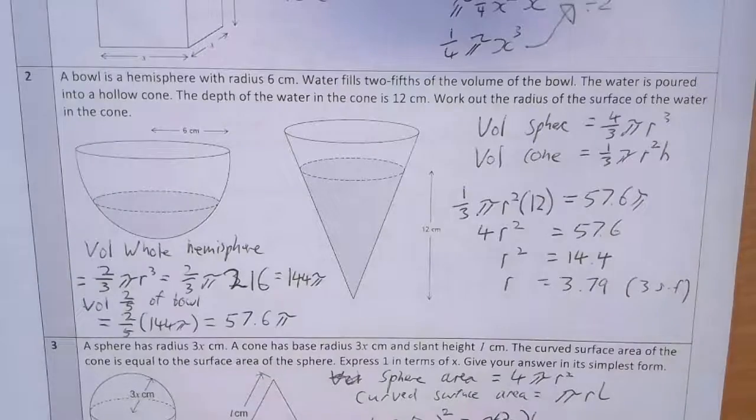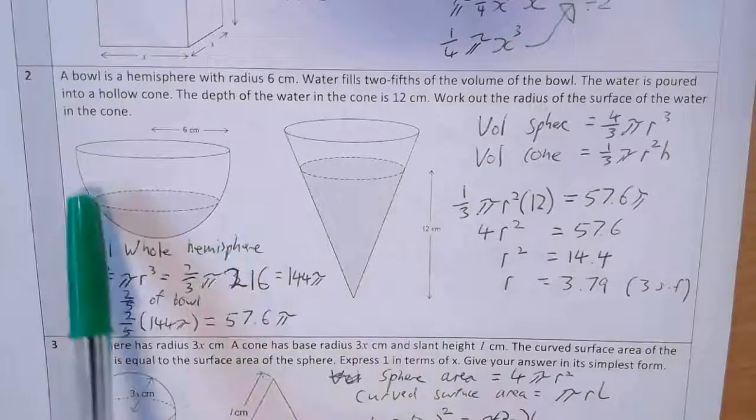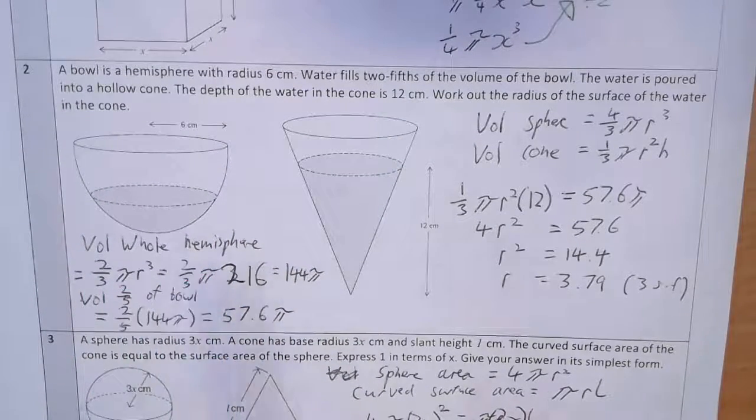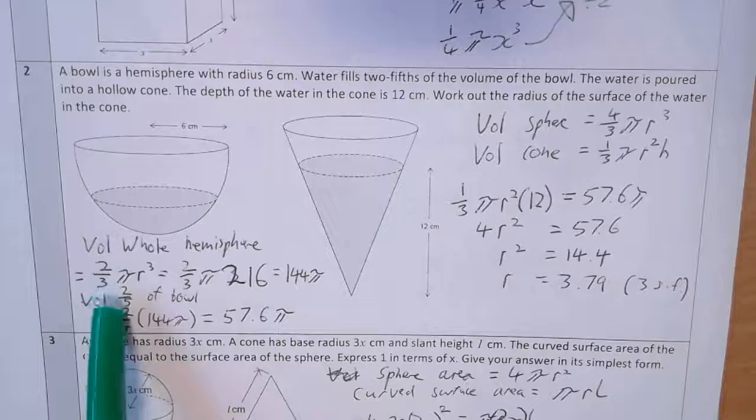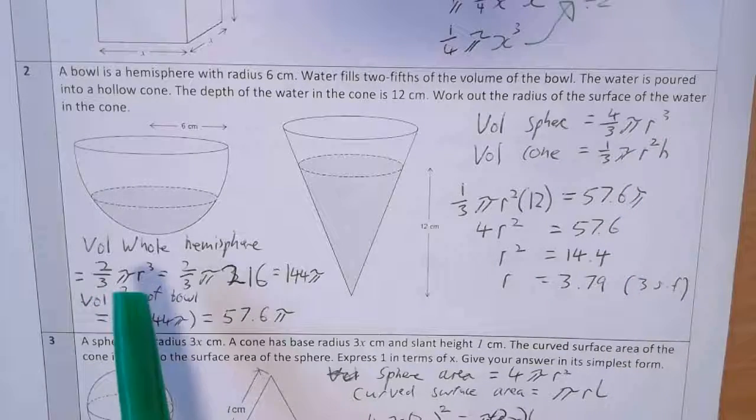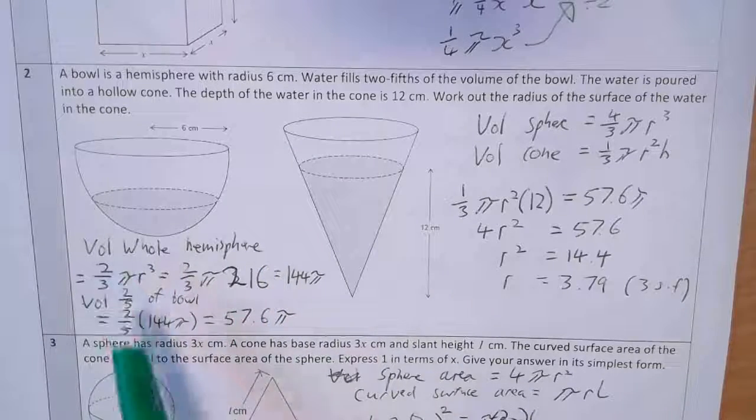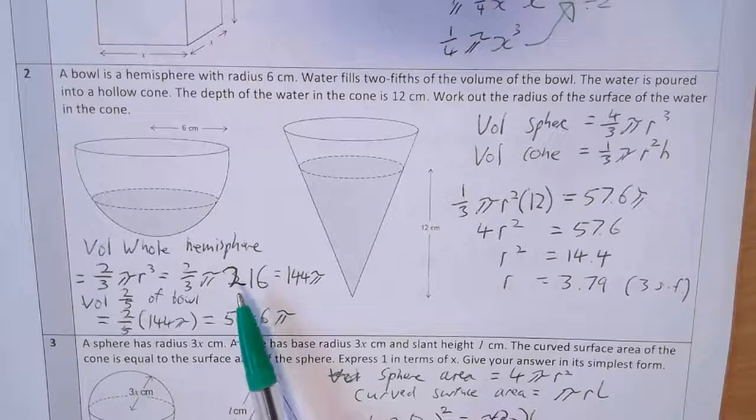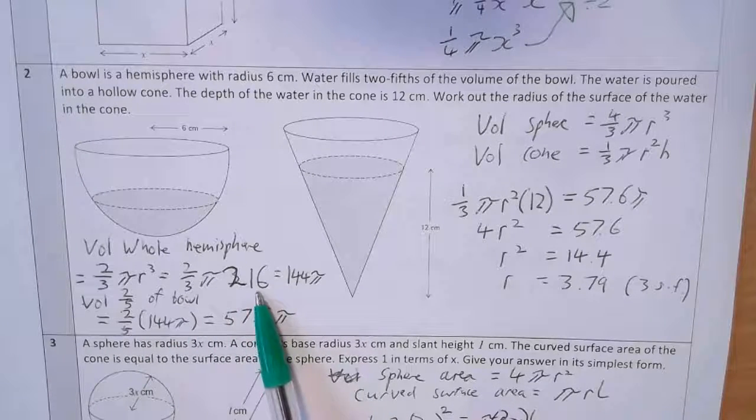Do we agree there? Right, I've got a hemispherical bowl. So the volume of a whole hemisphere is 2/3, because the volume of a sphere is 4/3 pi r cubed. So the volume of a hemisphere is half of the 4/3 pi r cubed, so 2/3 pi r cubed. So 2/3 pi 6 cubed. 6 cubed is 216. So 2/3 pi 216 is 144 pi.